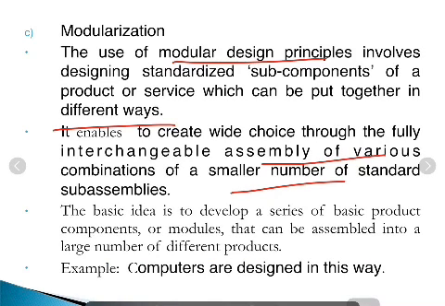For example, computers are designed in this way. In such a case we are creating modularization.